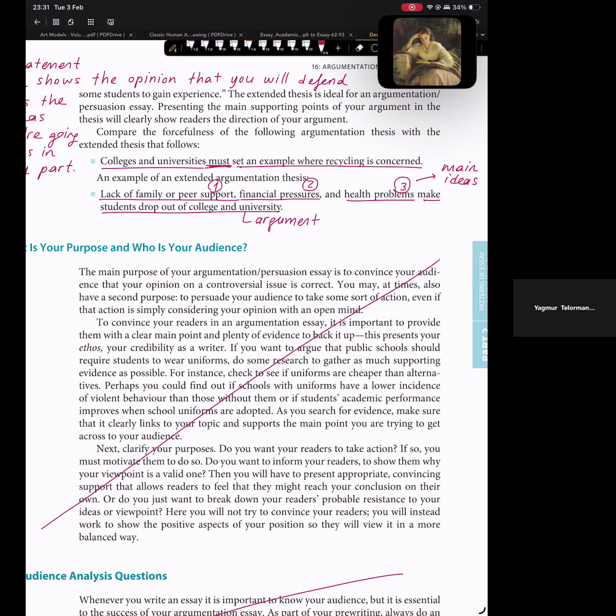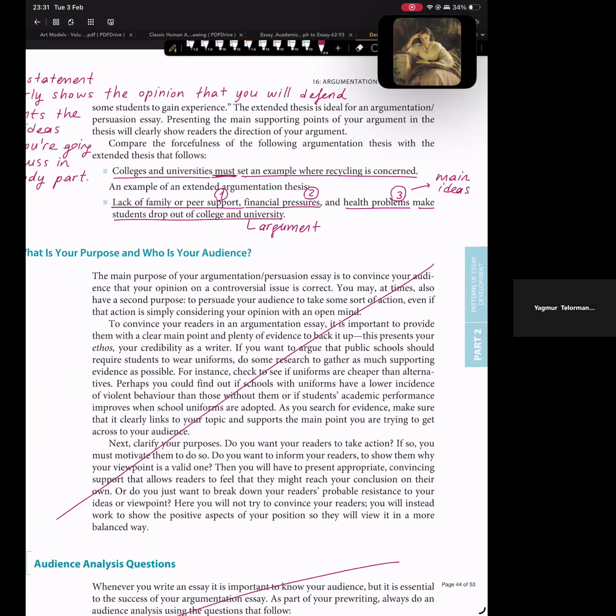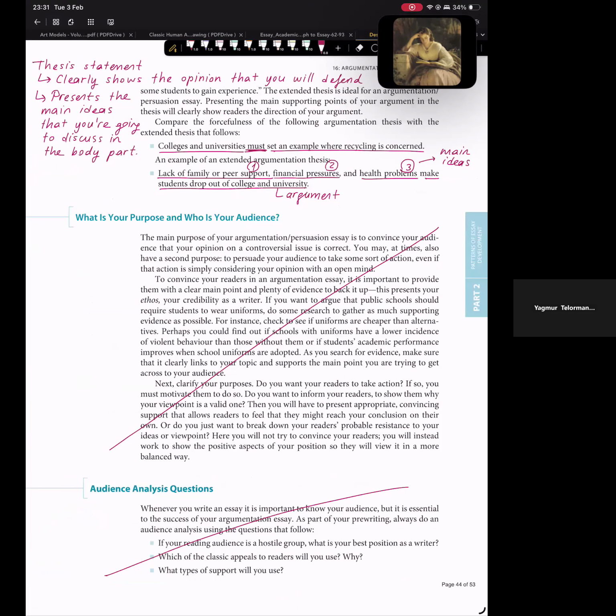Lack of family or peer support, financial pressures, and health problems make students drop out of college and university. So you can see the main ideas here, and also the argument is presented. So this makes a better thesis statement than the previous one. Your thesis statement should also look like this, and not exactly like this. I mean, it can begin with the argument and then state the main ideas.